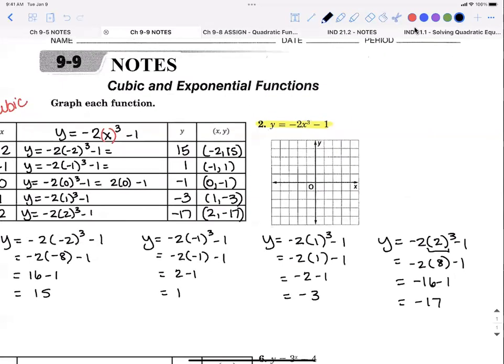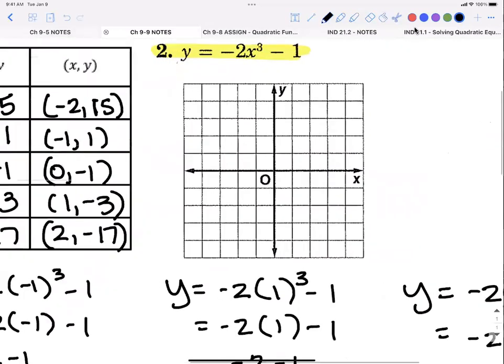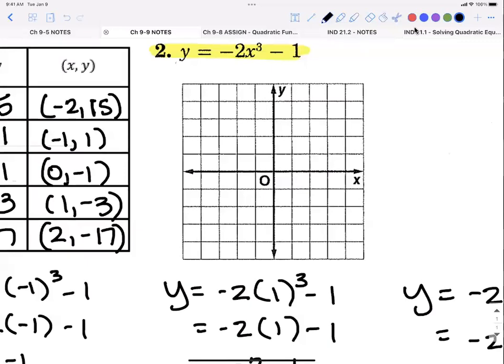All right, so let's graph this. So I see that I'm going to have to go as high as 15 and 17, and my graph doesn't really go up that high. So I'll just make each spot worth 5. So I'll go 5, 10, 15, 20, and I'll go -5, -10, -15, and -20. All right, so let's graph these points. -2, 15. I'm going to go backwards 2 and up 15. I'm going to put a point there.